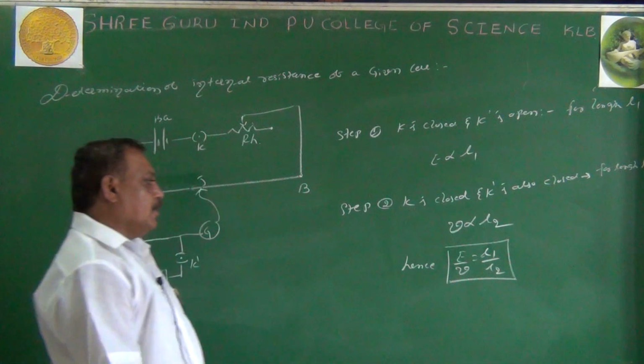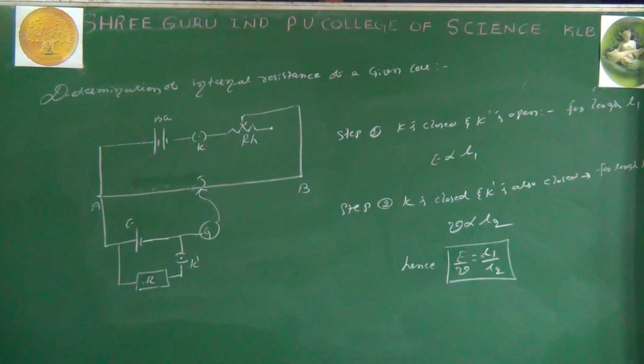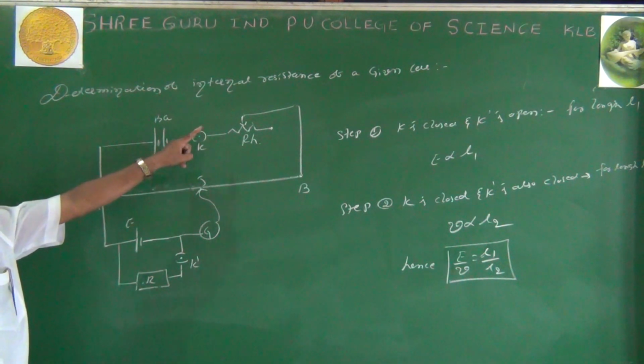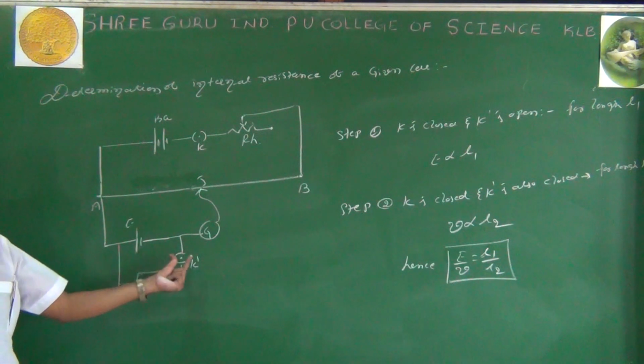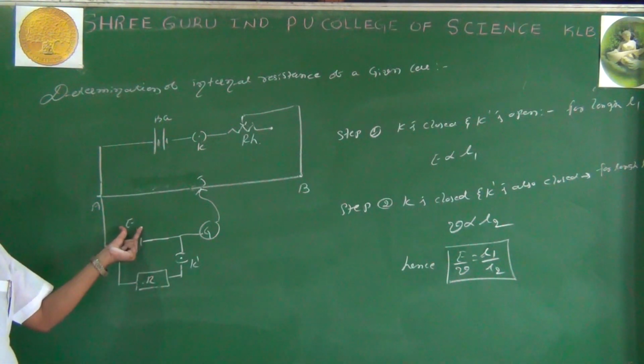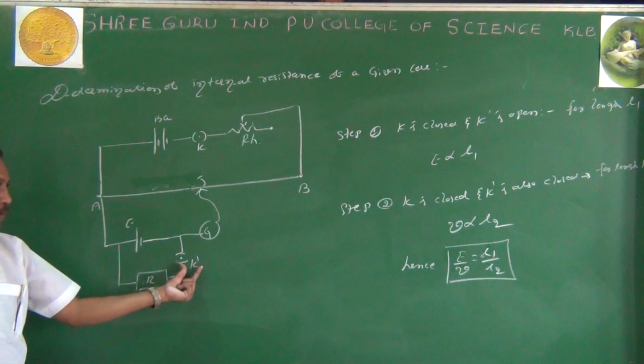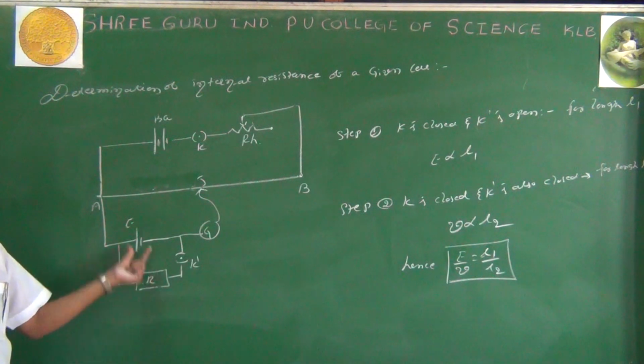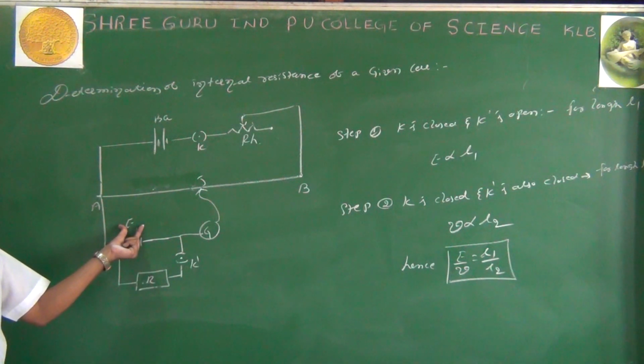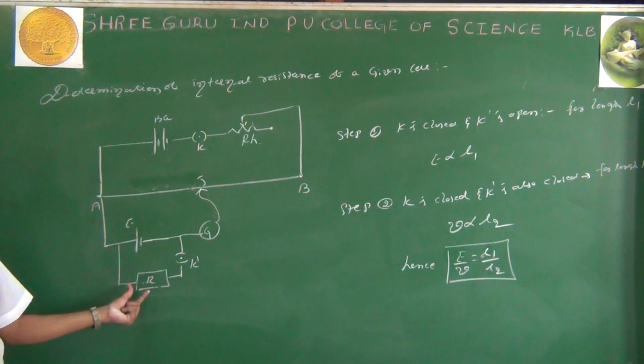I place the equation as it is. Are you getting the point? First I close K, then I maintain the constant current with the help of the rheostat. K dash is open, so R is not included with E. Open circuit voltage is EMF. Then I slide the jockey on the wire till I get zero deflection. Then I get length L1. E is directly proportional to L1. When K dash is closed, both K and K dash are closed, and R is included with the cell. Then the closed circuit voltage is the potential difference.